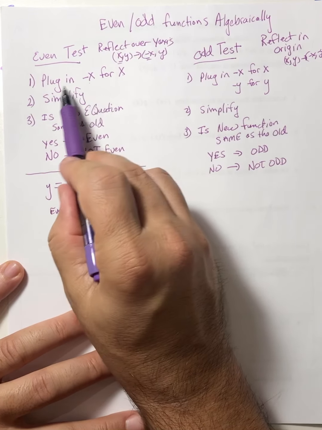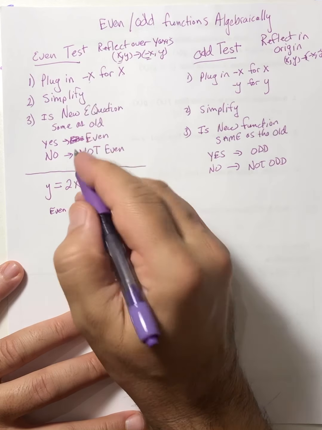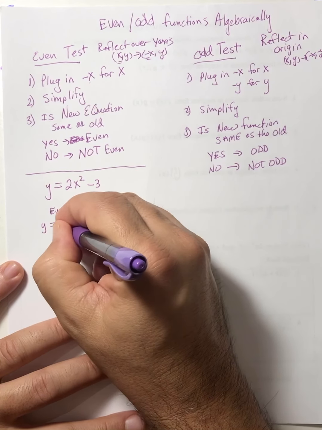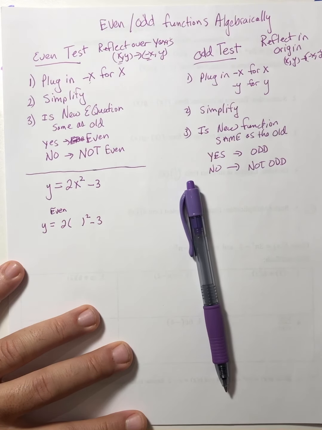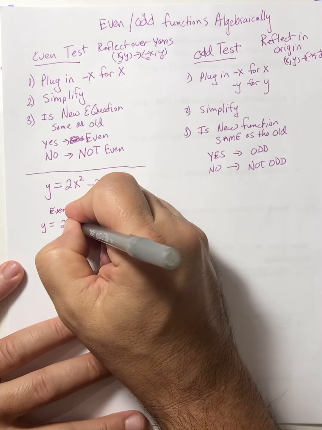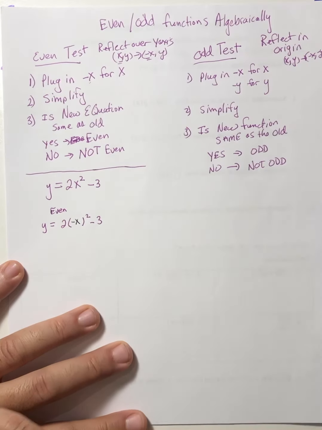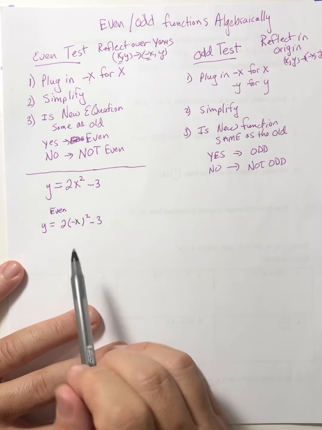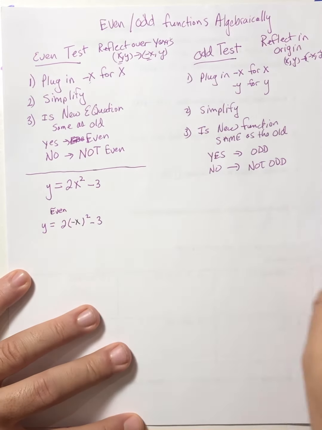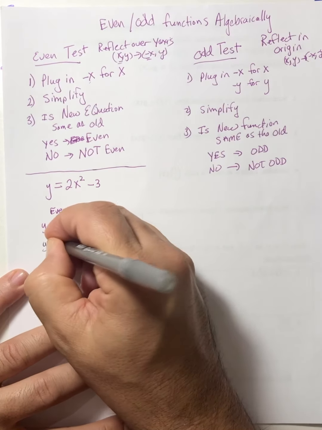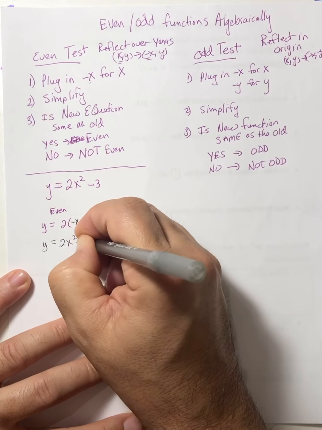I'm going to take all my x's and swap them out with a negative x. So y equals 2 parentheses squared minus 3. What goes inside the parentheses? That's right, a negative x. And now I clean it up. We simplify it. Well, negative x squared is positive. So this is saying y equals 2x squared minus 3.